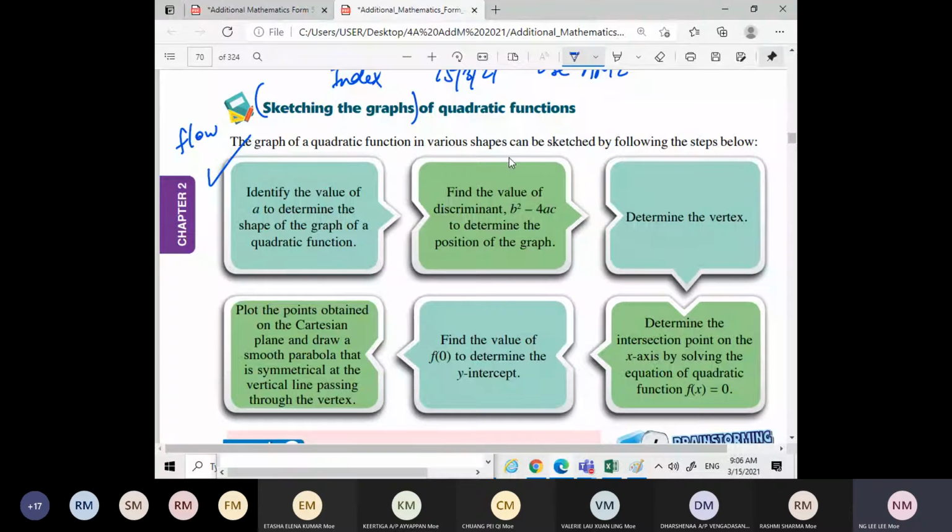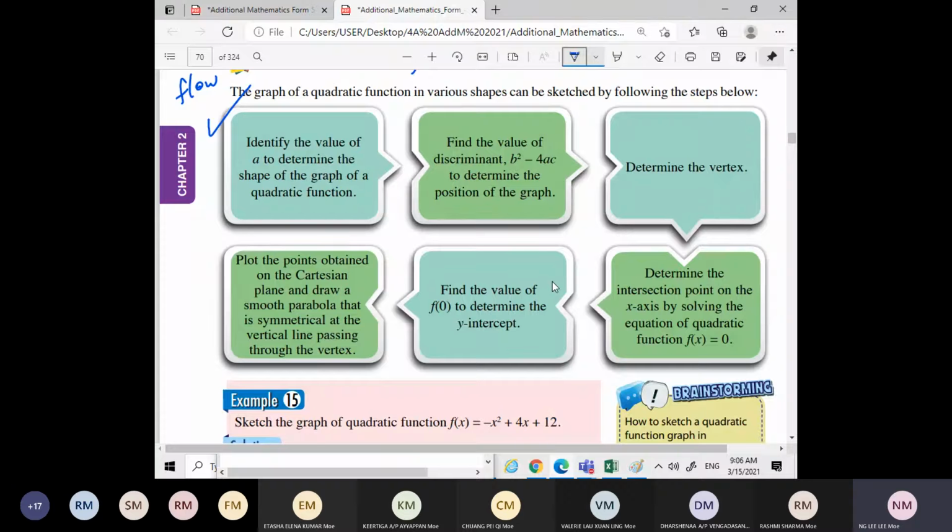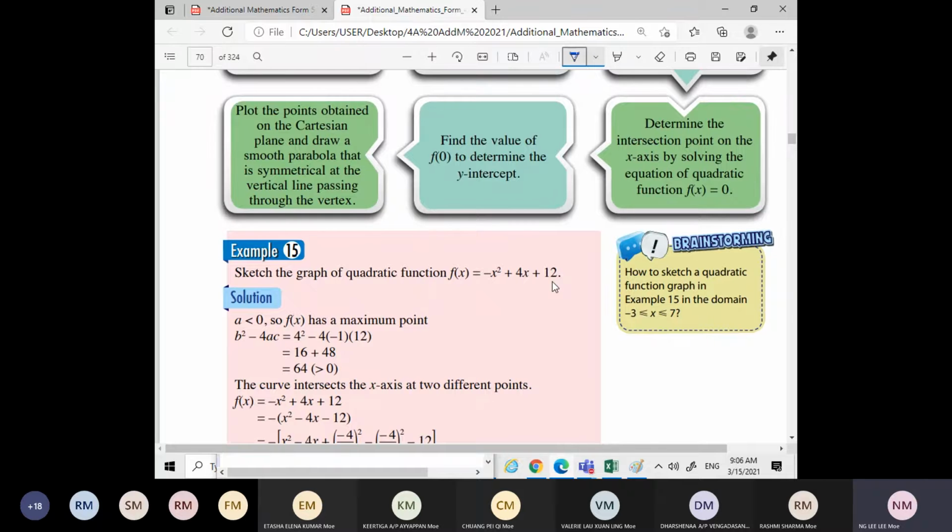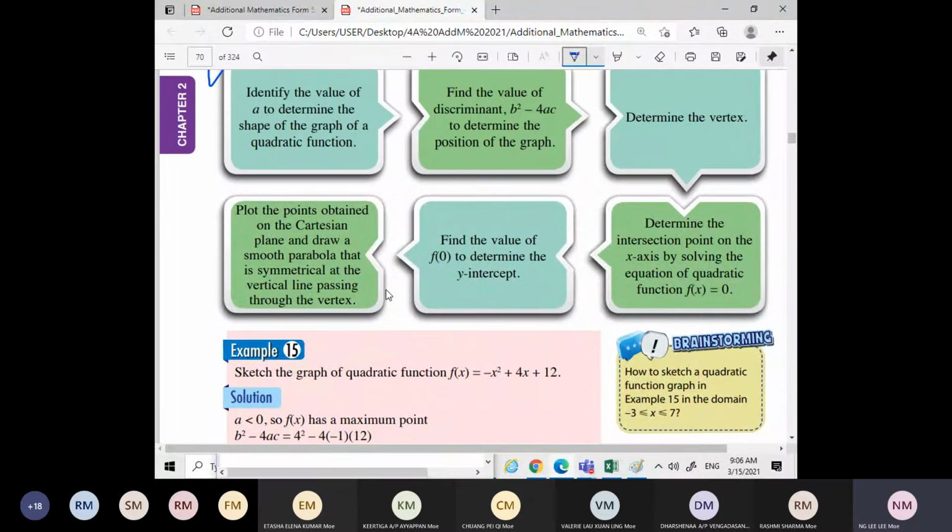Okay, the graph of quadratic functions is very short and can be sketched by following the step below. So I'm going to follow this step afterwards. Just look at this example. Follow the step above. Sketch the graph of the quadratic function. This is the function. So first step: identify the value of a to determine the shape of the graph of a quadratic function.